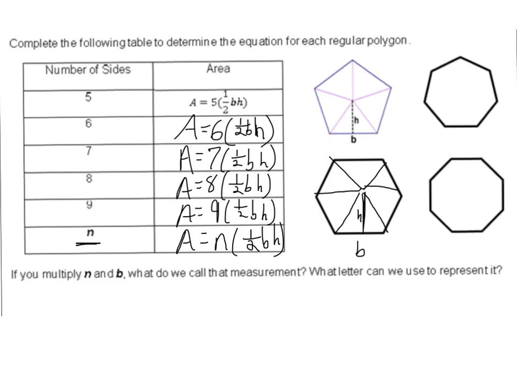If you think about it, what happens when you multiply n times b? If b is the measure of one side of the polygon and n is the amount of sides of that polygon, what can we switch b times n for in our formula? Well, what winds up happening is if we take the size of one side and multiply it by the number of sides, that's really just the perimeter of the regular polygon.